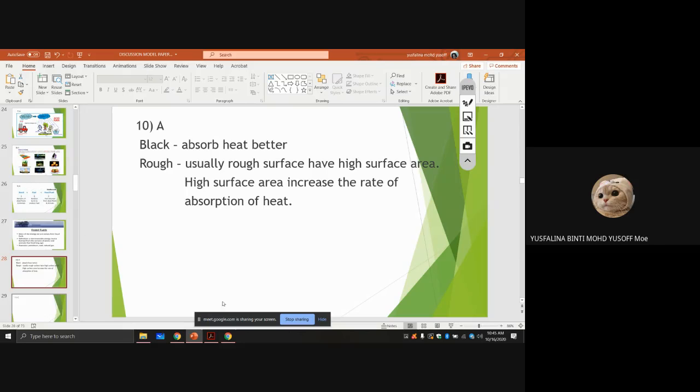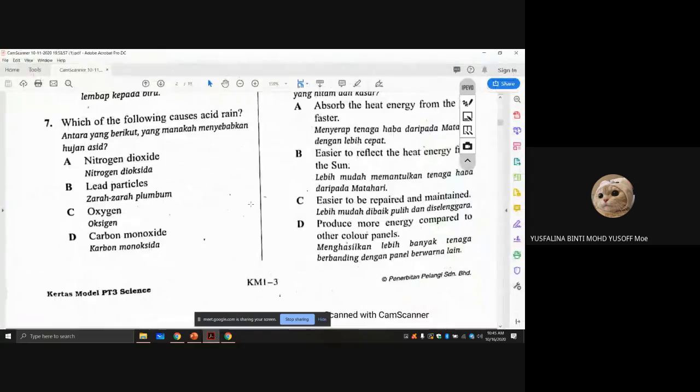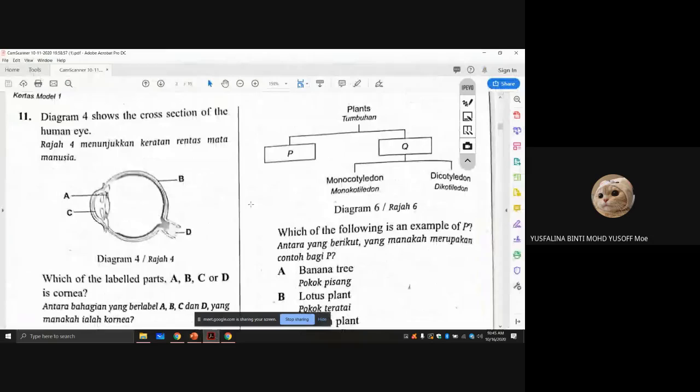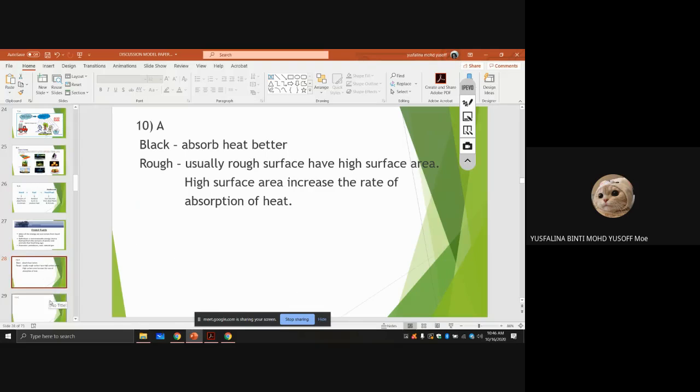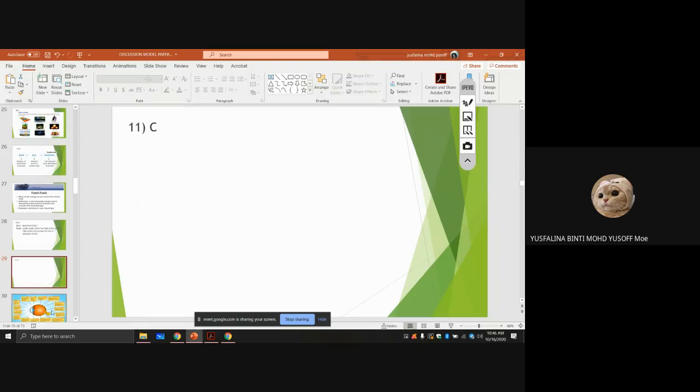Okay, let's go for the next question, number 11. Diagram 4 shows the cross section of the human eye. Which of the labeled parts A, B, C, or D is the cornea? So the answer is C.